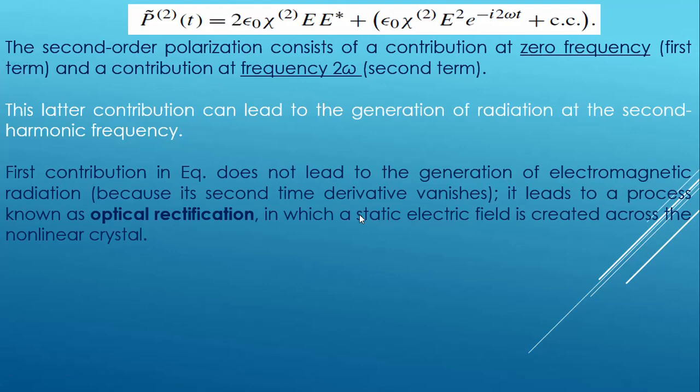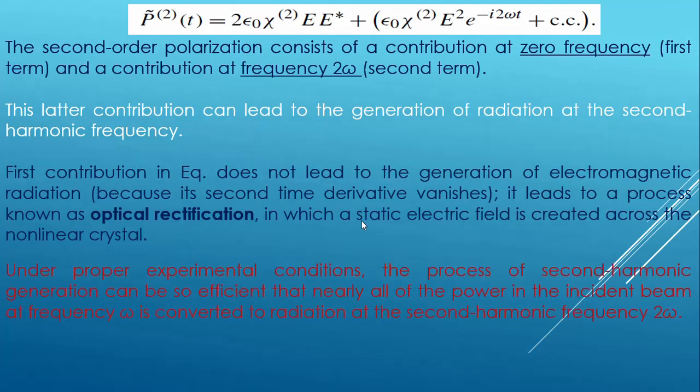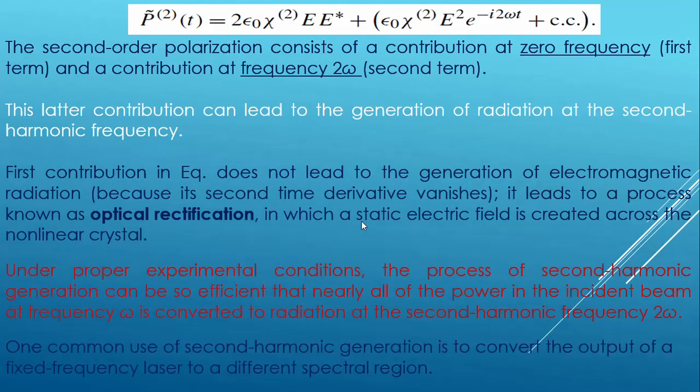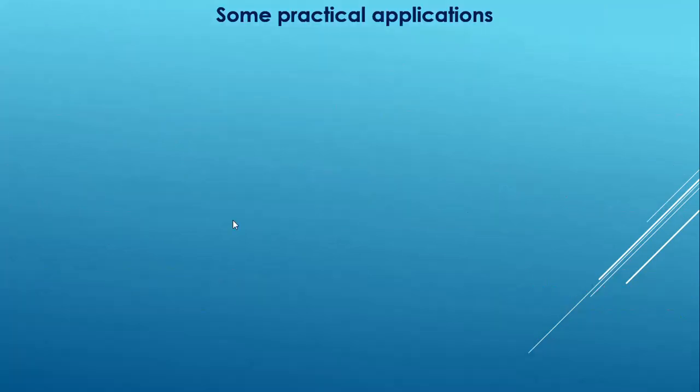It leads to a process known as radiation at 2 omega. Under proper experimental conditions, the process of second harmonic generation can be so efficient that nearly all of the power in the incident beam at frequency omega is converted to radiation at the second harmonic. One common use of second harmonic generation is to convert the output of a fixed frequency laser to a different spectral line. Let us see some practical applications.